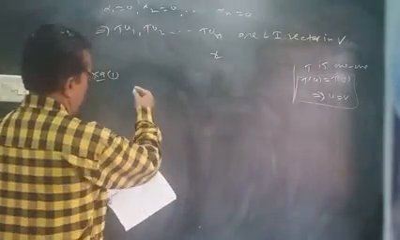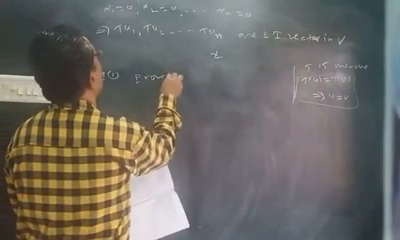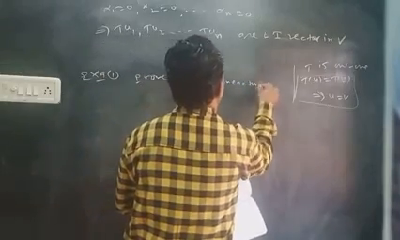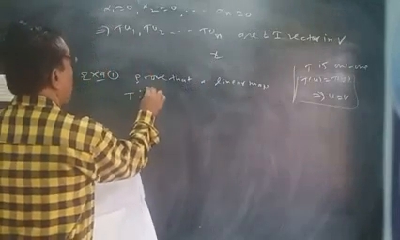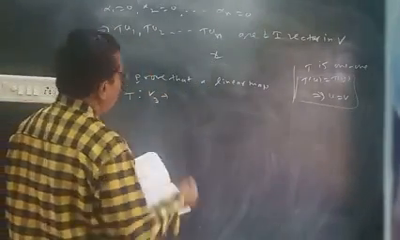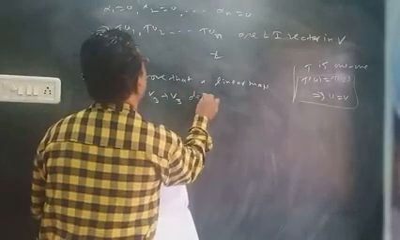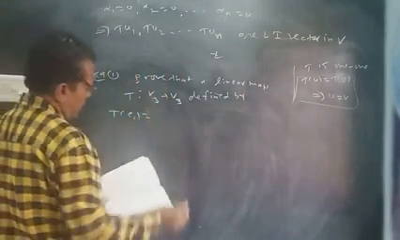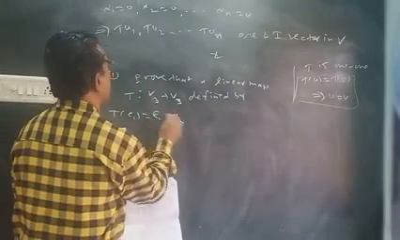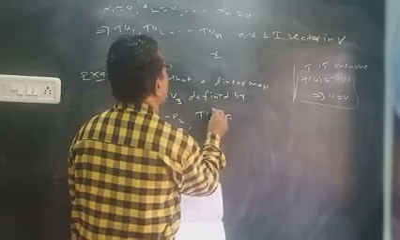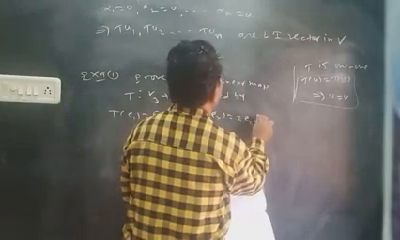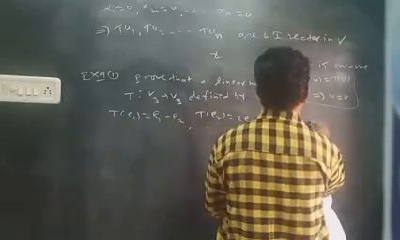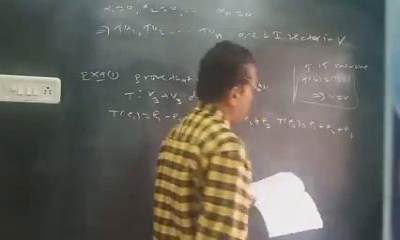This example: prove that a linear map T from V3 to V3 defined like this: T of e1 is e1 minus e2, T of e2 is 2e2 plus e3, and T of e3 is e1 plus e2 plus e3, the addition of the three.